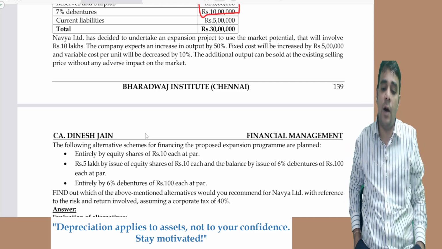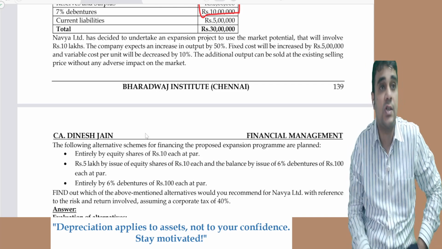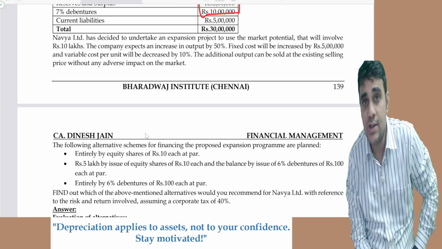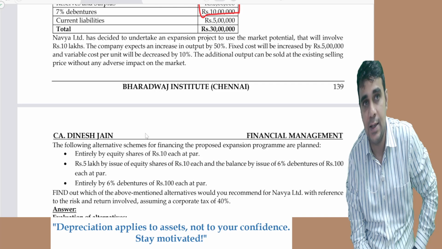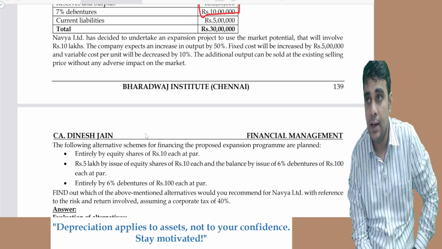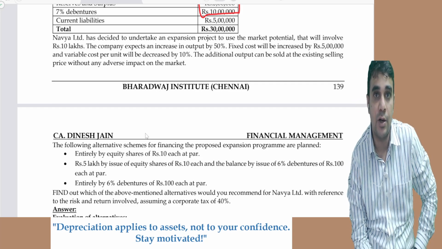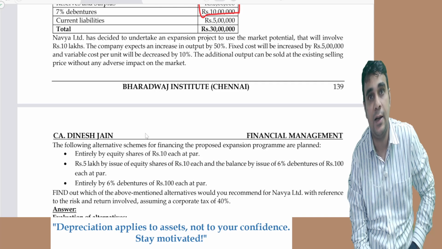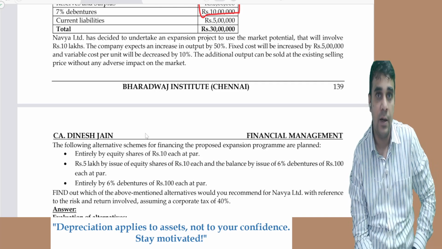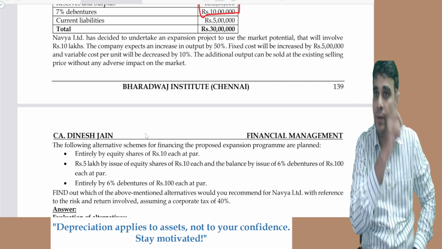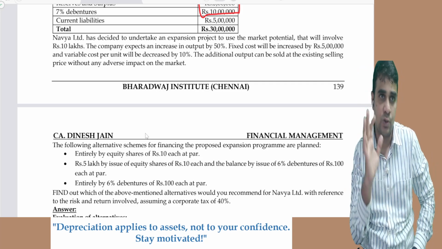Find out which of the above alternatives you would recommend with reference to risk and return involved. Risk is OL, FL and CL. Return is the earnings per share. Return is measured through what a company is ultimately generating for the shareholder. You will understand this return angle when I do the earlier chapter. Risk angle is OL, FL and CL.